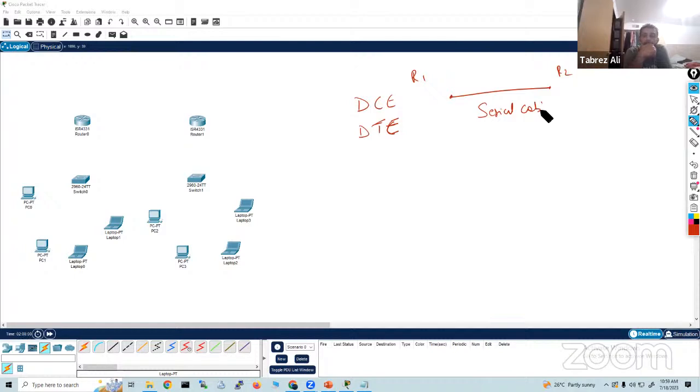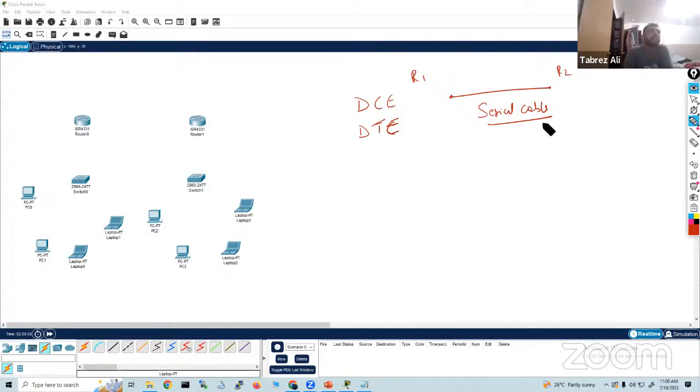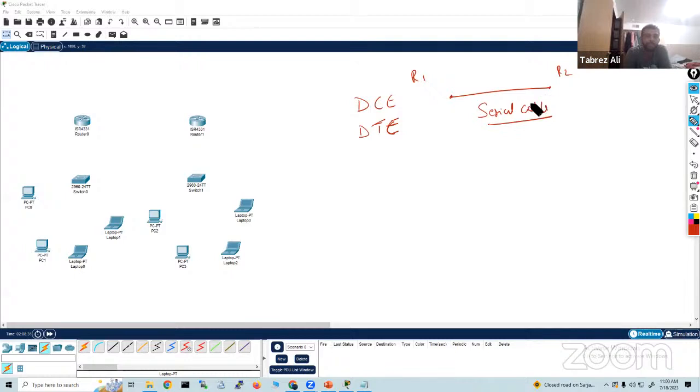Is it a 9-pin? I think it is 16-pin, not 9. The 9-pin is for VGA, the backside of the monitor you are connecting. I think it is a DB9 connector, where you connect on the backside of a desktop, which goes to your monitor. This is a serial cable.